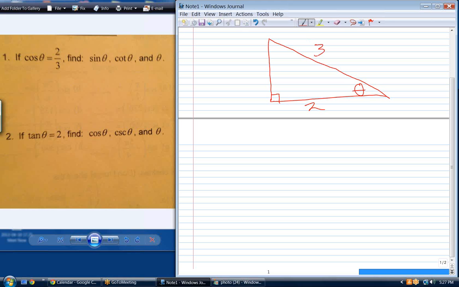Well, if this is 2 and this is 3, what's this side over here? Because we have to finish dimensioning the entire triangle. We do the Pythagorean theorem. So what's this side here? 9, 4, square root of 13. This would be the square root of 5.